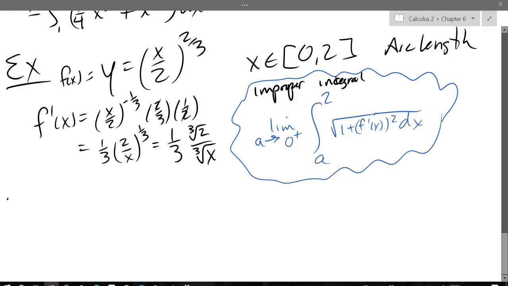So we're going to instead write x as, and I don't want to use f, but I'll go with g, x as a function of y. So I just need to solve for x.